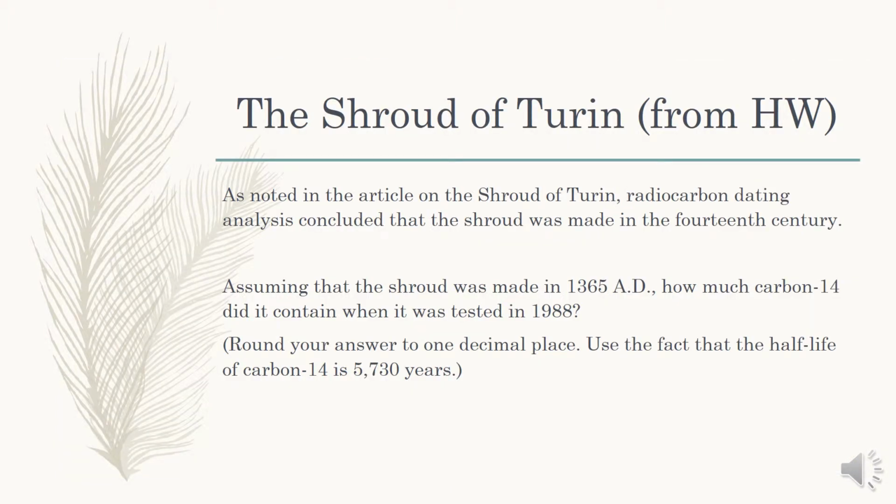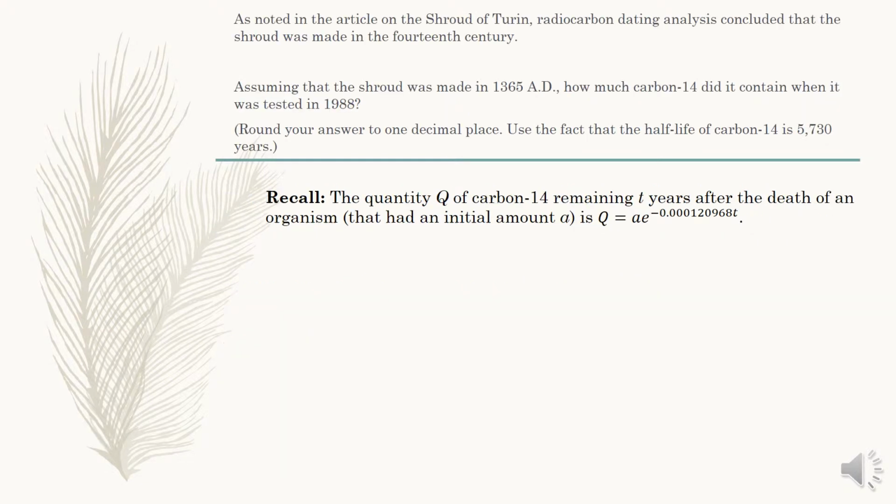So we're going to try to figure out how much carbon-14 the shroud contained when it was tested in 1988 if we assume that the shroud was made in 1365. Recall that we have this formula for the quantity Q of carbon-14 remaining T years after the death of an organism that had an initial amount A. So there's the formula. Q equals A times e raised to the negative 0.000120968 T.